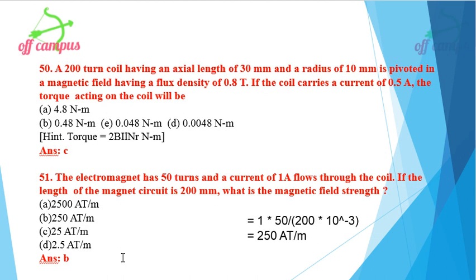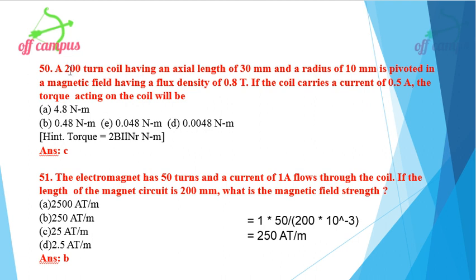Okay. Then another problem. A 200 turn coil having an axial length of 30 millimeter and a radius of 10 millimeter is pivoted in a magnetic field having a flux density of 0.8 Tesla. If the coil carries a current of 0.5 amps, the torque acting on the coil will be? What is the formula for torque here? 2BILNR Newton meter. Just substitute all values.